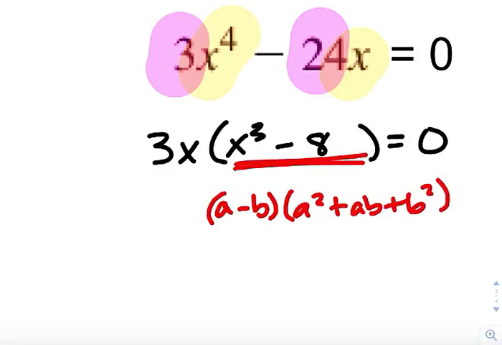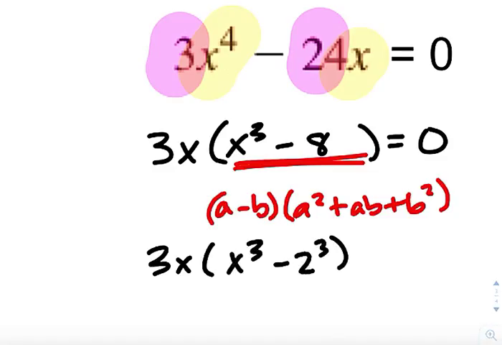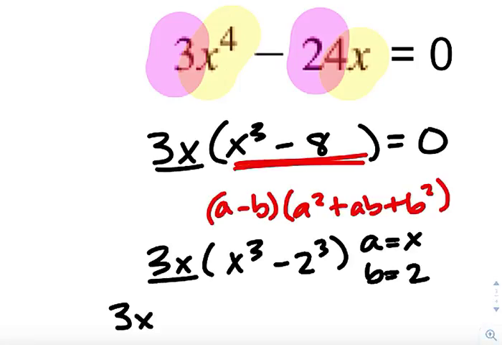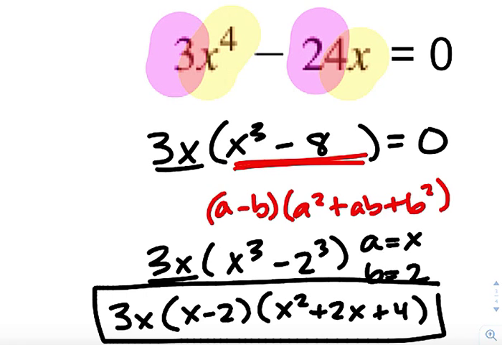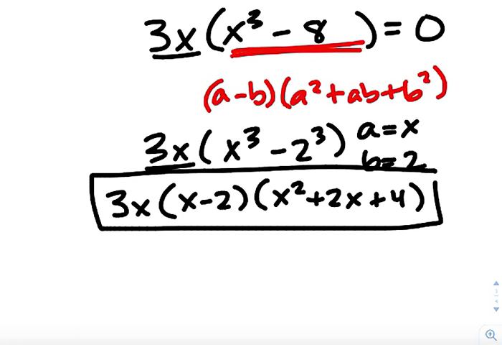So for our x cubed minus 8, please recall that we can rewrite that as x cubed minus 2 cubed, meaning in this particular case a is going to be x and b is going to be 2. And so we can rewrite this as 3x, which we've been carrying the whole time, times a minus b, which would be x minus 2, and the quadratic will be x squared plus 2x plus 4. Okay. And again, the point was to get to a factorable quadratic, or at least a solvable quadratic.